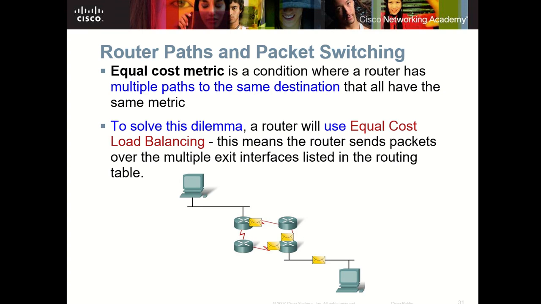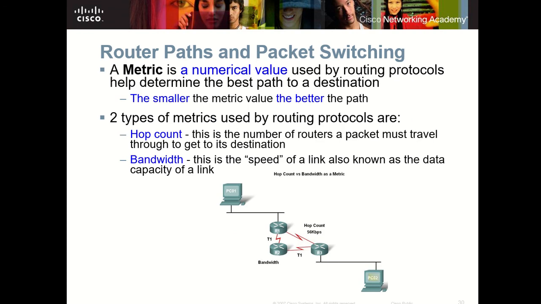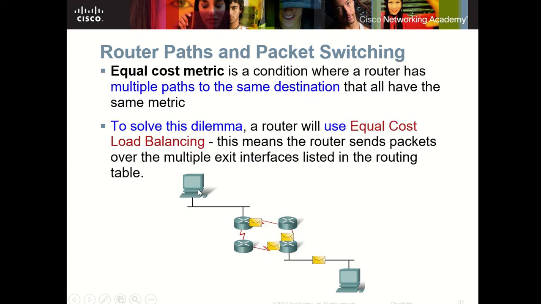We also have equal cost metric. This is a condition where a router has multiple paths to the same destination that all have the same metric. Alright? So, bisag asa siya moagi, pareho ang ilahang metric number. Again, pareho in terms of bandwidth or in terms of hop count, pareho. For instance, kani, ikan diri nga PC padulong dito, pareho hop count. Bisag moagi ka dinhi or moagi ka sa pikas, pareho sila count. Right? To solve that dilemma, a router will use the equal cost load balancing, wherein the router sends packet over the multiple exit interfaces listed in the routing table.